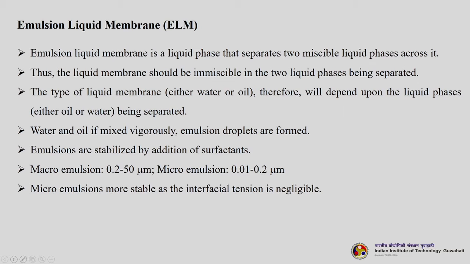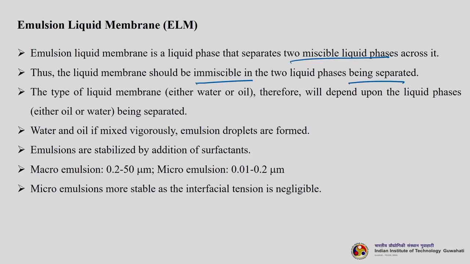Then the next one is the emulsion liquid membrane. Now, an emulsion liquid membrane is a liquid phase that separates two miscible liquid phases across it. Thus, the liquid membrane should be immiscible in the two liquid phases being separated. So, the liquid membrane phase should be such that there are two miscible liquid phases with one immiscible membrane phase in between. Now, the type of liquid membrane, either water or oil, will depend upon the liquid phases, either oil or water, being separated. Usually it is oil-water type applications, basically oil-water separations.